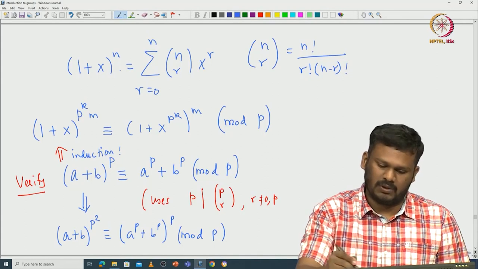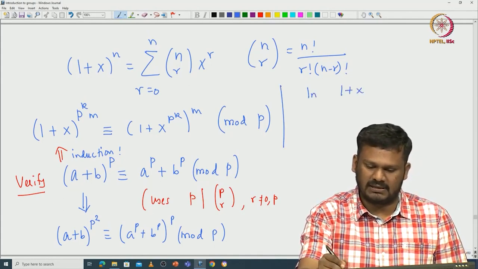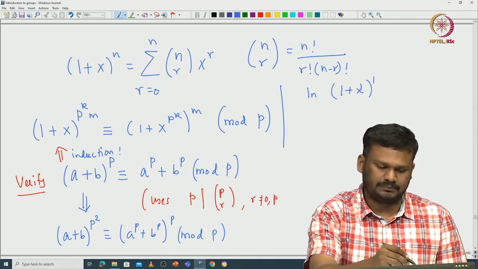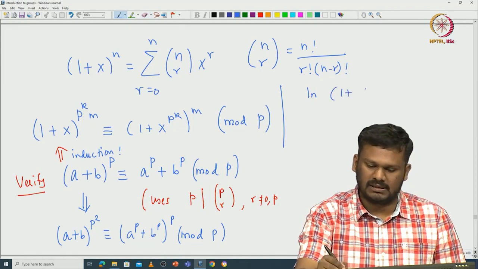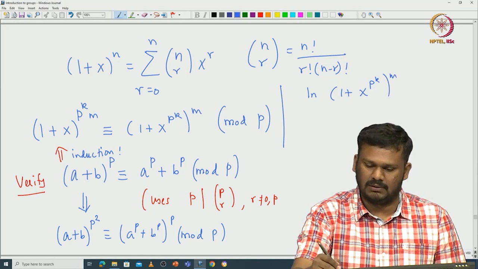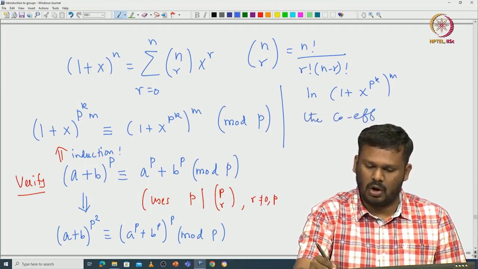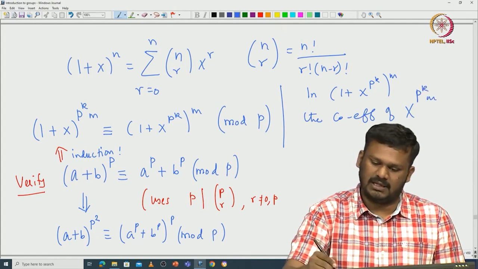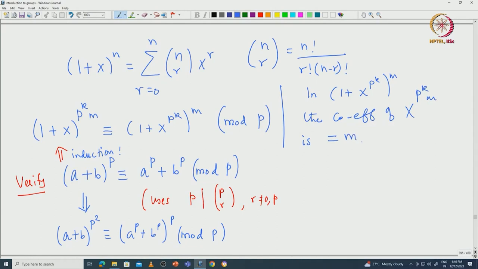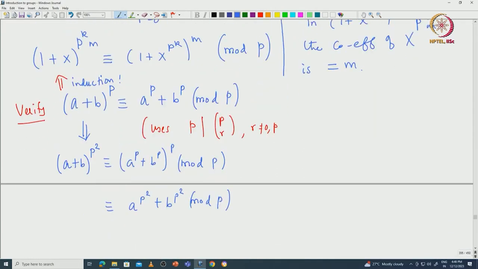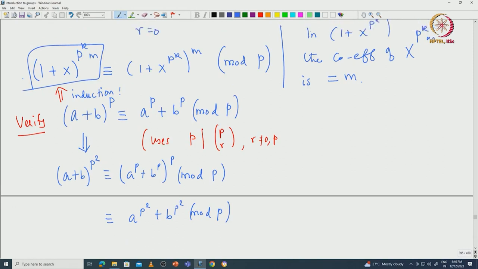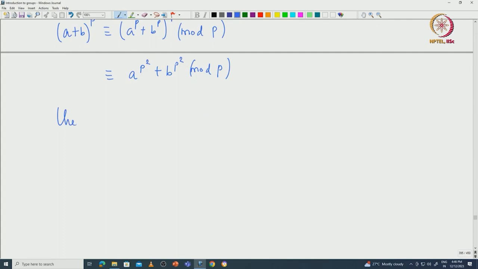Now again use the binomial expansion. Then you can see that in the polynomial 1 plus x power p power k, all to the power m, the coefficient of x power p power k times m is exactly m. On the left side, we are going to calculate the coefficient of x power p power k in 1 plus x power p power k times m.